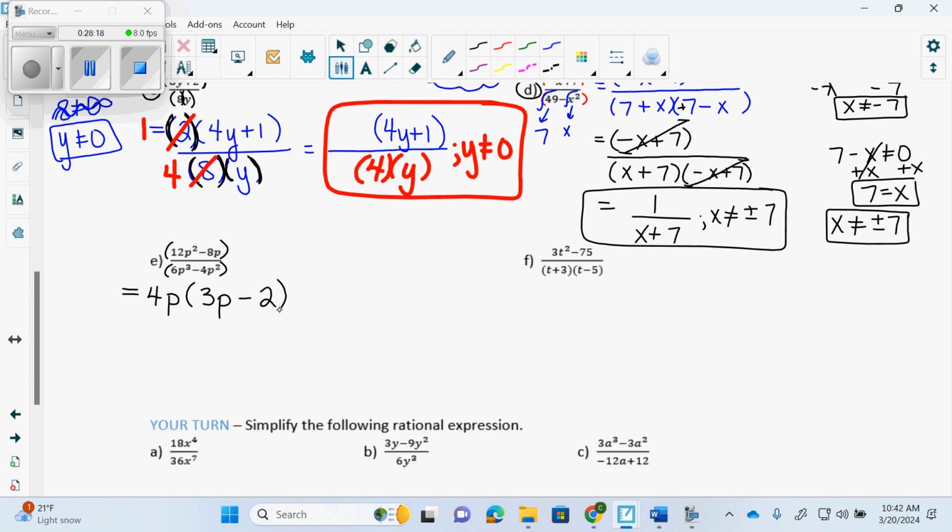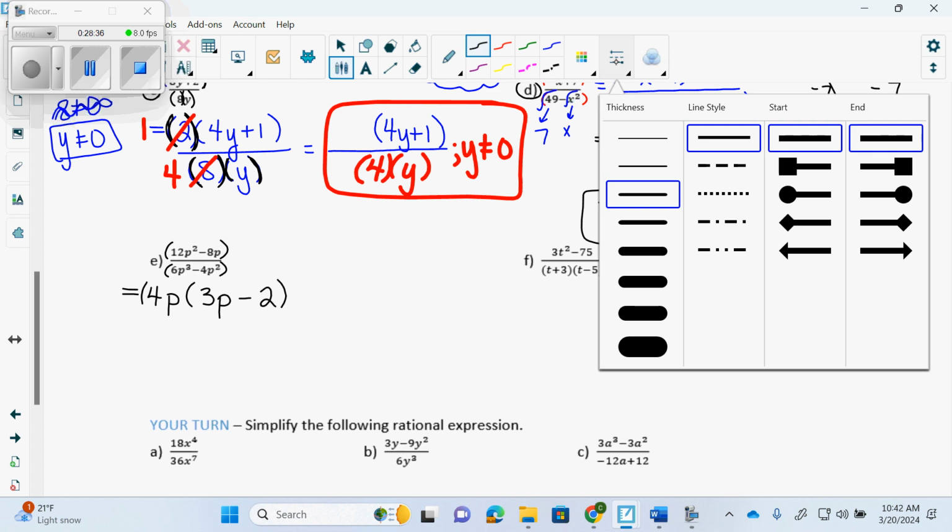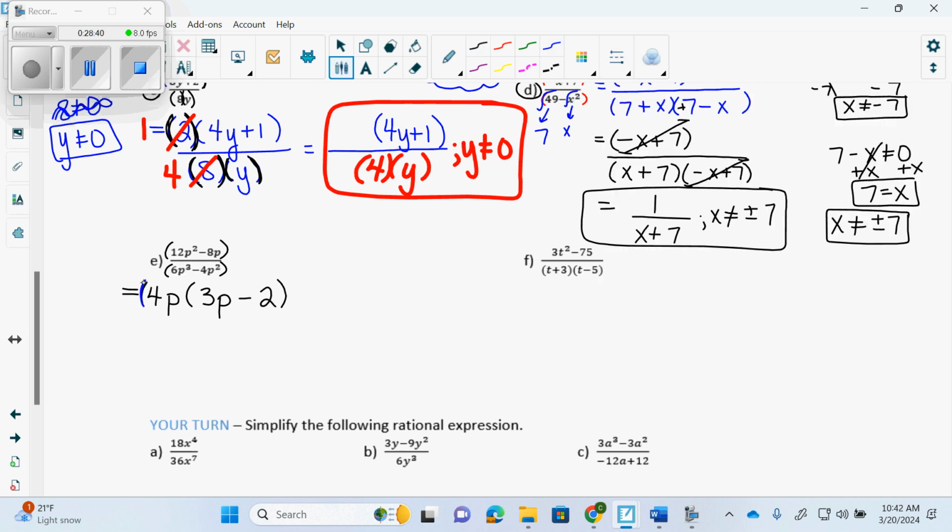Now this 3p minus 2 is a what? Human or a snowball? 3p minus 2. Human, because when I go 3p minus, that's the body. It's a human. The 4 and the p, what are they? They are snowballs. Okay, so the 4 and the p are snowballs. Why are they snowballs and not humans?